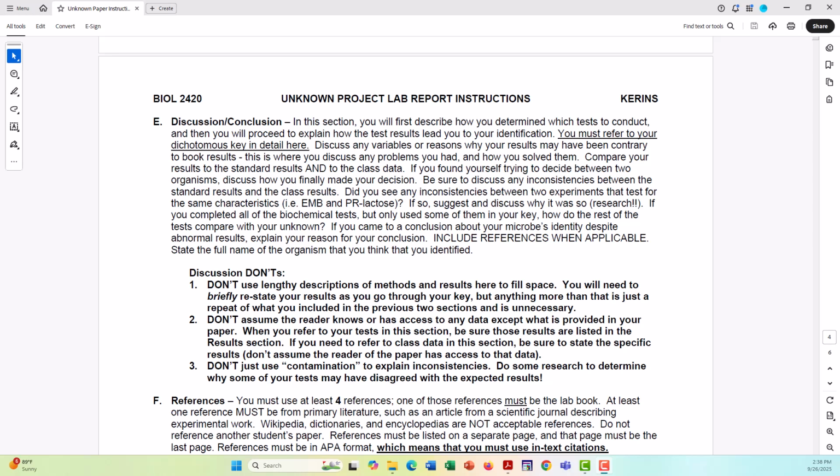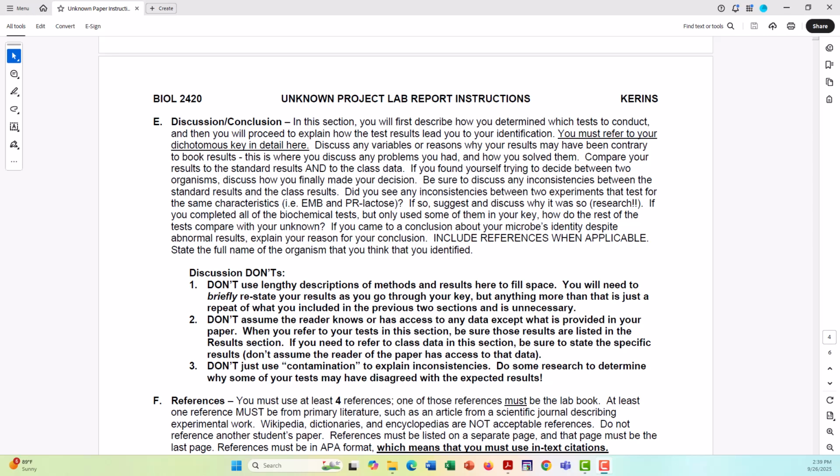Please, please, please include references here if you need to. Most people should be trying to do some digging, especially if you have discrepancies, and see if you can find out why. Restate the full name of your organism here.